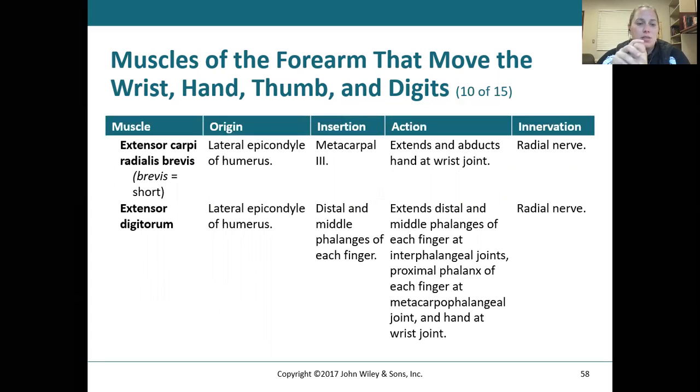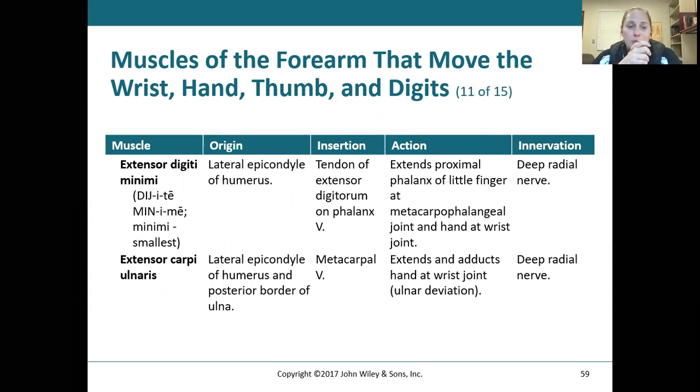Okay. Extensor carpi radialis brevis, its lateral epicondyle of the humerus. Metacarpal 3 is its insertion point. Its action is extend and abduct the wrist at the wrist joint. Radial nerve is innervation. Extensor digitorum, the lateral epicondyle of the humerus, the distal and middle phalanges of each finger. Extends the distal phalanges of fingers at each of the interphalangeal joints, the proximal phalanx of each finger at the metacarpophalangeal joint, and the hand at the wrist joint, and its innervation is also the radial nerve.